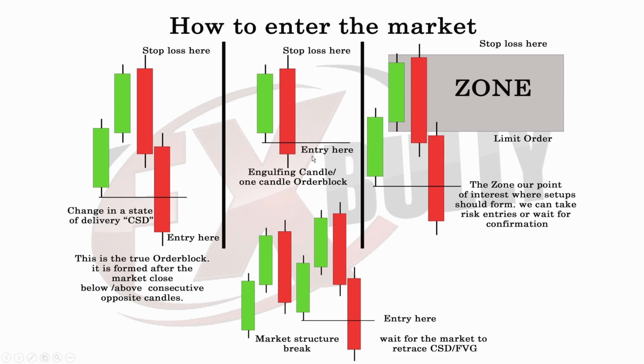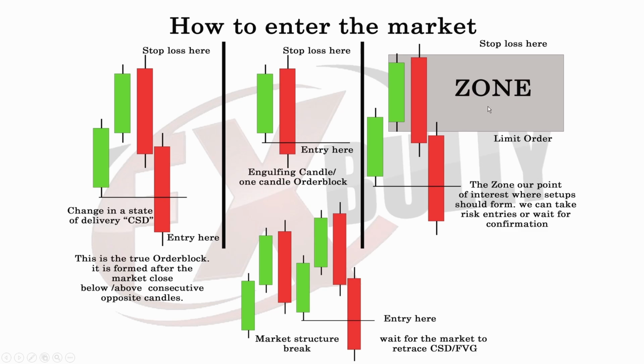The second way is an engulfing candle, also known as a one candle order block. Therefore, we wait for the market to close below the engulfing candle. Then we enter our market. Then we put our stop loss above, and then we watch the market move.